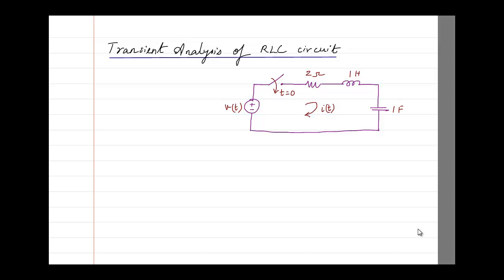Hello students. Next in the transient analysis, we will consider an RLC circuit. If you remember, we had previously seen the case of transient analysis for RL circuits and for RC circuits. Basically what we had was either an R with an L or an R with a C.